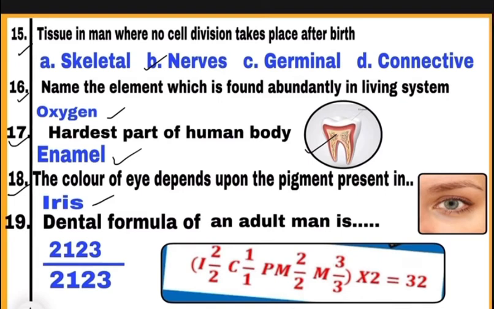melanin in the eyes. 19. Dental formula of an adult man. It is 2123 upon 2123, meaning there are 2 incisors, 1 canine, 2 premolars and 3 molars in the upper half jaw and 2 incisors, 1 canine, 2 premolars and 3 molars in the lower half jaw.